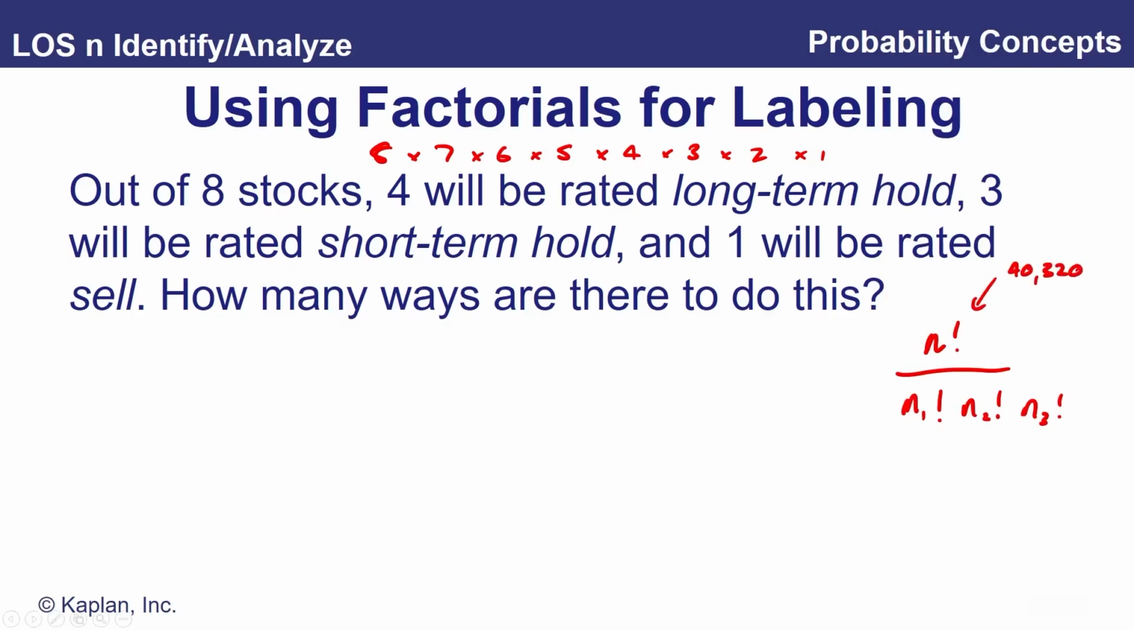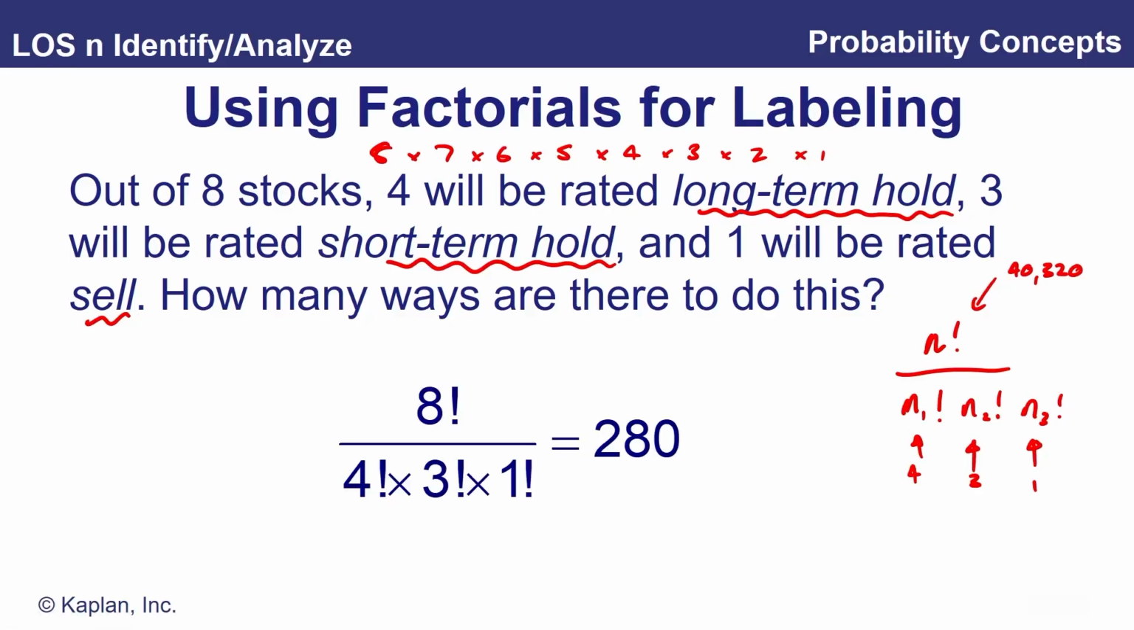So that top bit of my formula is 40,320. Now my n1 factorial, n2 factorial, n3 factorial are my labels. I've got 3 labels. I've got long-term hold, okay, short-term hold, and I've got sell. So that's why I've got 3 of these. The n is the number of objects I'm going to allocate to each label. So in other words, n1 is going to be 4, n2 is going to be 3, and n3 is going to be 1. Okay, and notice again we are taking the factorials here.